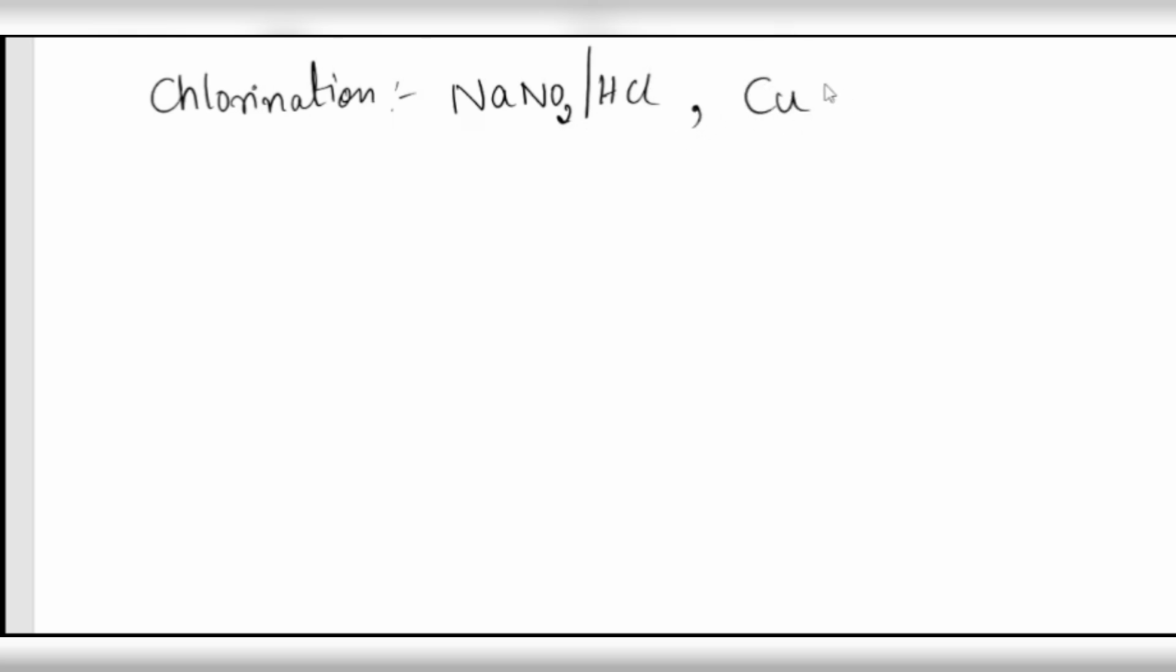And for the chlorination, this is chlorination, from aniline we used sodium nitrite and HCl. And what is the Sandmeyer reagent we used? This is copper chloride, and we can use NaCl along with this. This is the reagent we can use in the Sandmeyer reaction.